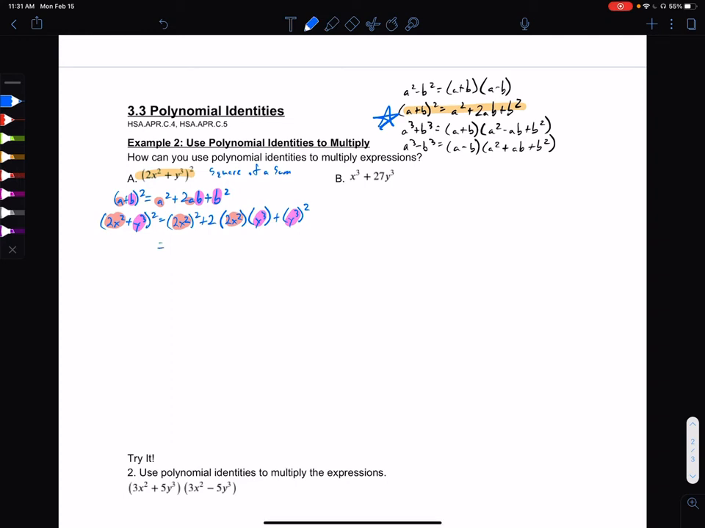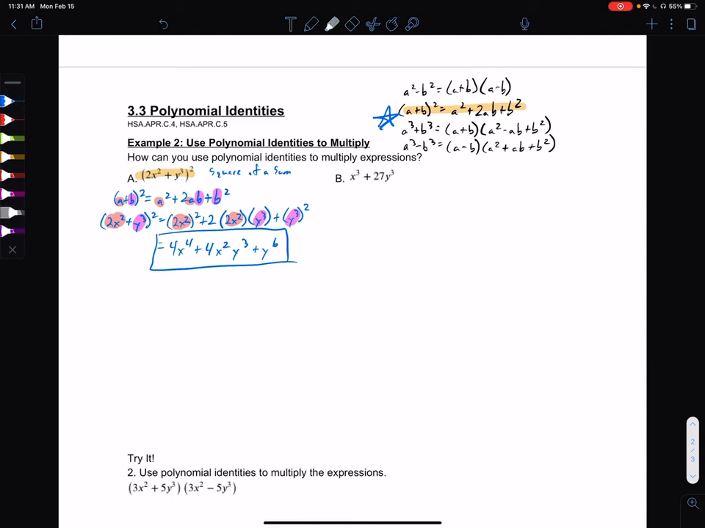So 2x squared, that entire quantity squared, would be 4x to the fourth. Now we have 2 times 2x squared times y cubed, so that's going to be 4x squared y cubed, and then we have y cubed squared. When a power is raised to a power, we multiply, so 3 times 2, that would be y to the sixth. And that's how we would multiply this expression. So this would be the original expression multiplied out.